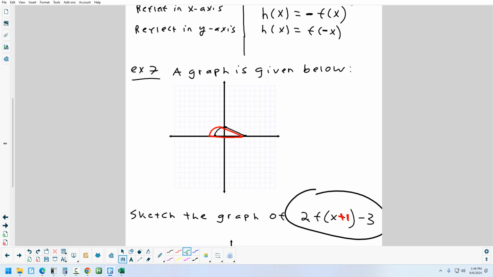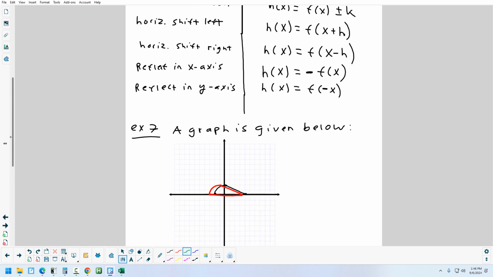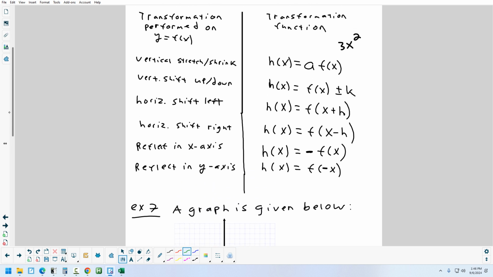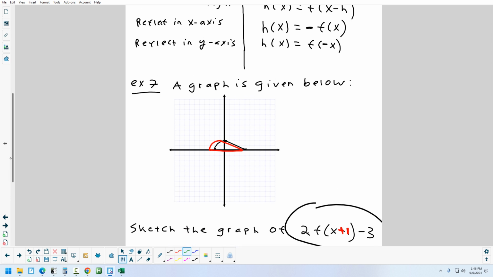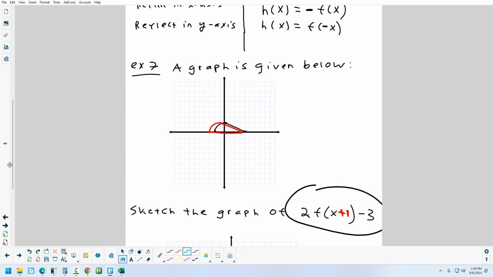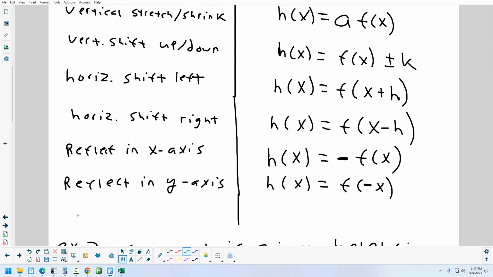Okay, what's the next number that we're gonna look at? Horizontal shift, right? Or horizontal stretch, sorry. There's no horizontal stretch in that chart, so then it'd be vertical stretch. Right? Vertical stretch. Yep, that's the next one. So I'm gonna do that one in green. So that's a vertical stretch by a factor of 2.